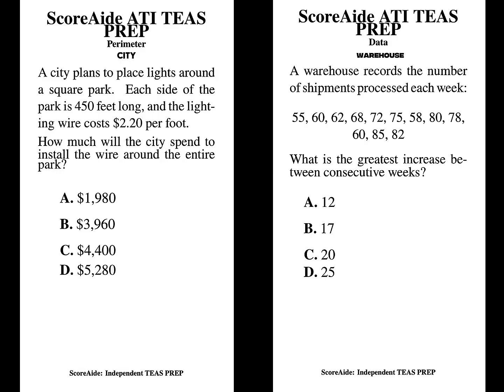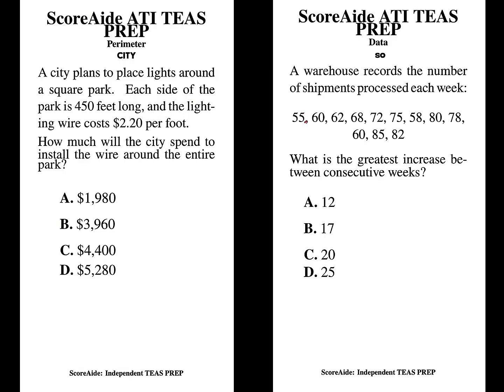A warehouse records the number of shipments processed each week. And we have this data. So each data point represents 1 week, right? So we have week 1, week 2, up to week n. What is the greatest increase between consecutive weeks? So let's look at the difference between each data point.